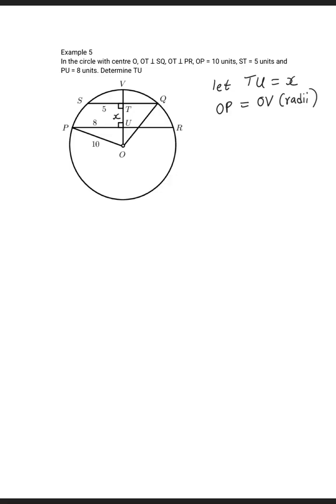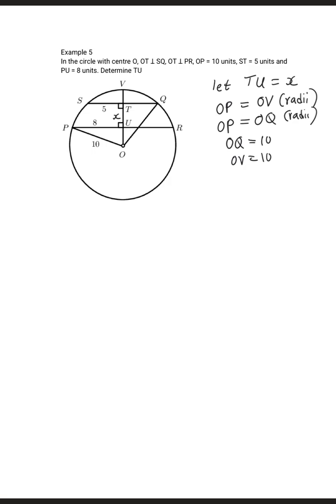But let's just write what we know. OP is also equal to OQ. We'll find out whether it will help us or not. It's also radii, so OQ is 10 units. And OV is also 10 units.